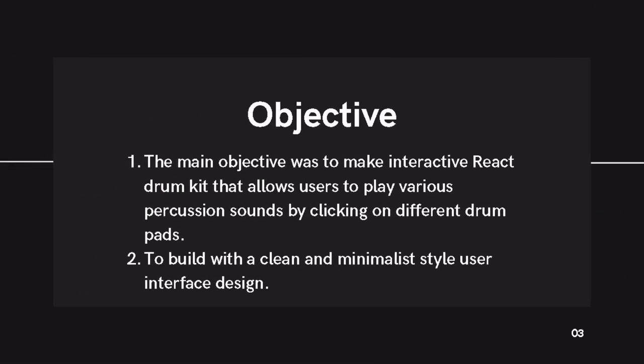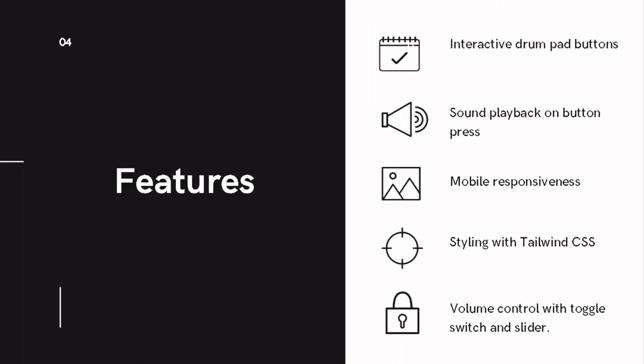Objective of the project. The main objective was to make an interactive React Drum Kit that allows users to play various percussion sounds by clicking on different drum pads. Also to build it with a clean and minimalist user interface design.